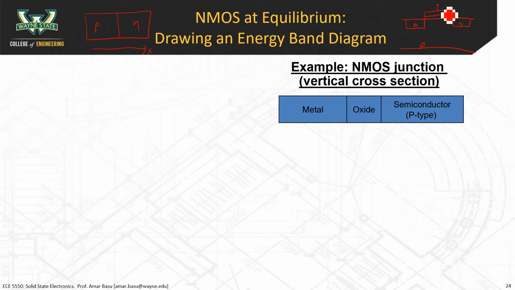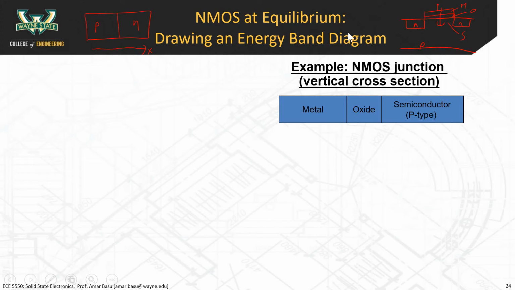Here, when we're referring to a vertical cross section, we are referring to this direction, the vertical direction. So in the vertical direction, we're going to have a metal, and then an oxide, and then a semiconductor. And that's what's shown here. This is the gate metal. This is the oxide just below the gate metal. And this is the semiconductor just under that. So we just want to make sure everyone's clear that we're doing a vertical cross section here.